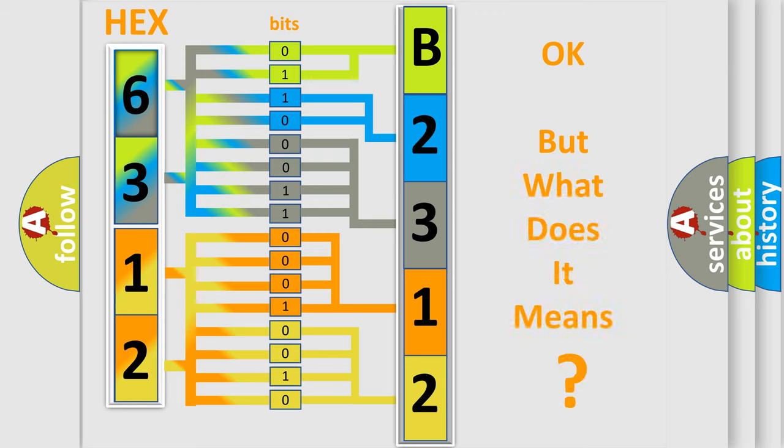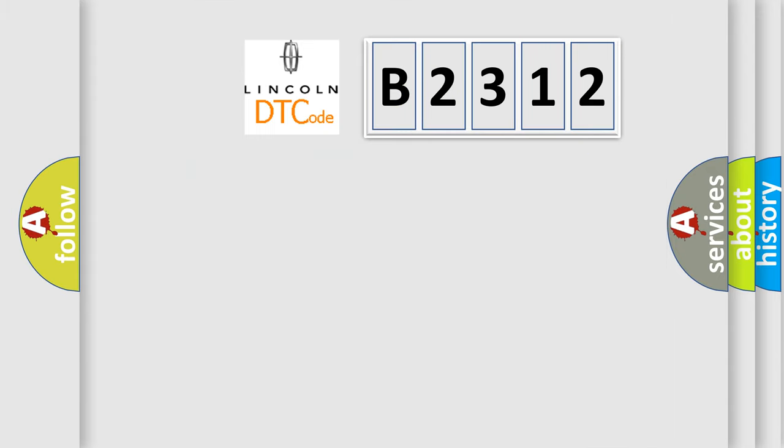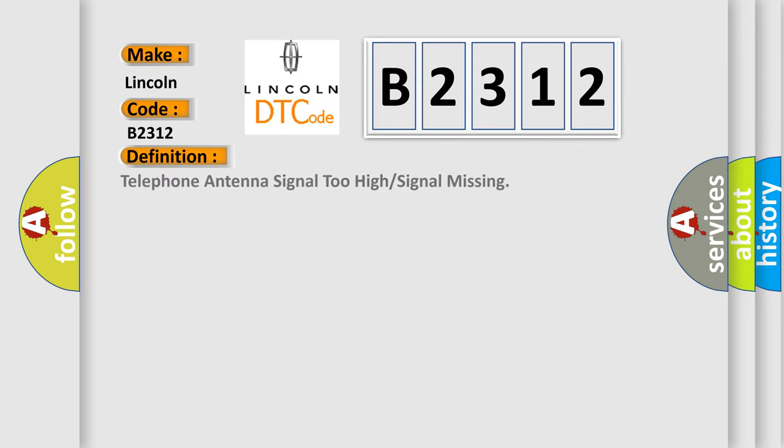The number itself does not make sense to us if we cannot assign information to what it actually expresses. So, what does the diagnostic trouble code B2312 interpret specifically for Lincoln car manufacturers? The basic definition is telephone antenna signal too high or signal missing.